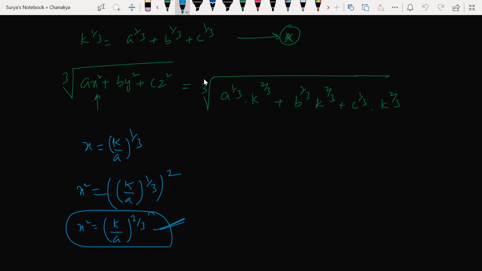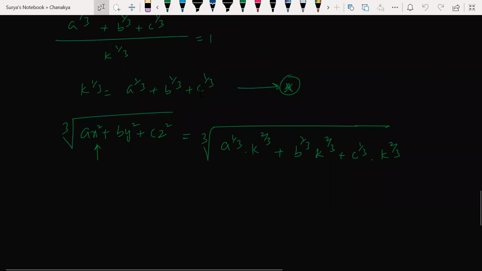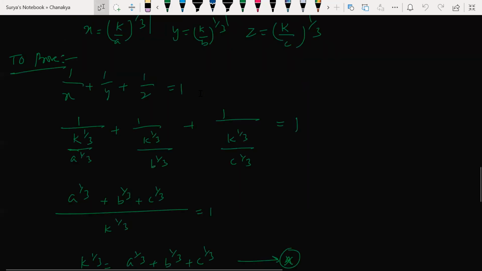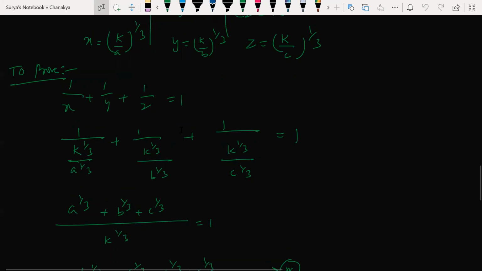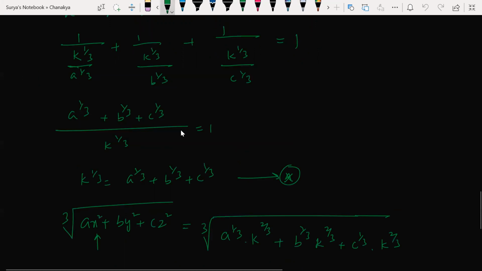Sir, I didn't understand a part of this question. Where? Sir, can you just go up once? A little more. Yes, sir. Like here, how did you get a to the power 1 by 3 plus b to the power 1 by 3 plus c to the power 1 by 3 by k to the power 1 by 3? I didn't understand how you got that step.